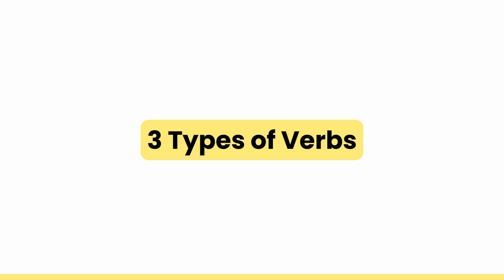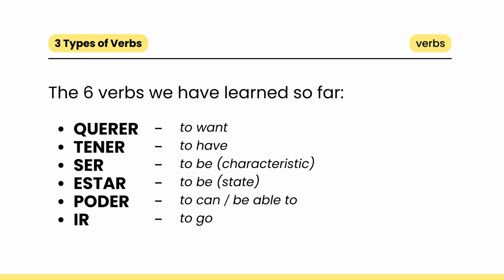Alright, so before we dive deep into today's lesson, let's first look at the 6 different verbs that we have already learned so far. And those are to want, to have, to be as a characteristic, to be as a state, to can or be able to, and to go. So, querer, to want, tener, to have, ser, to be as a characteristic, estar, to be as a state, poder, which means to can or be able to, ir, which was the last verb we learned, which was to go in Spanish. And just as a little refresher, but also as good practice for you, let's have a look at all of the I or yo form conjugations of these verbs.